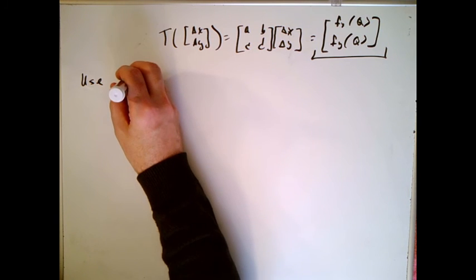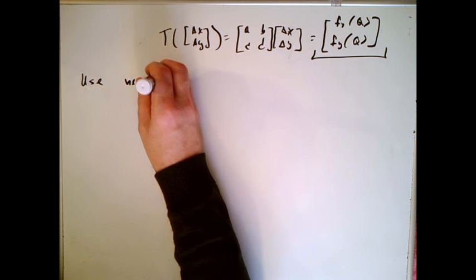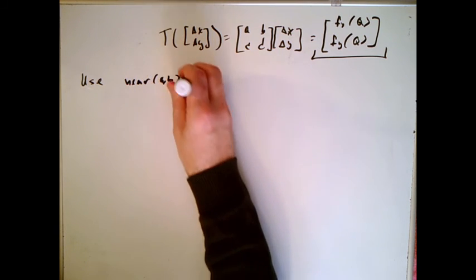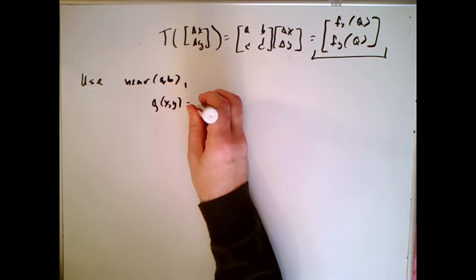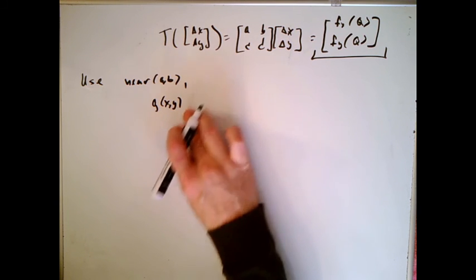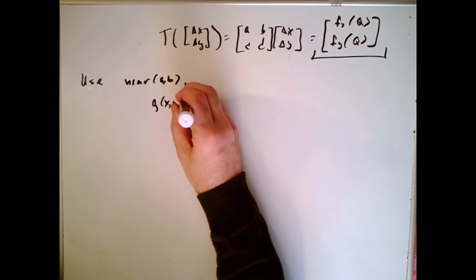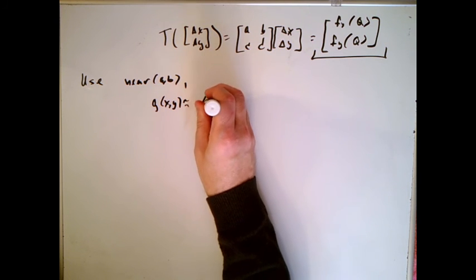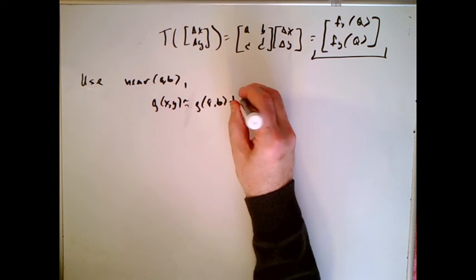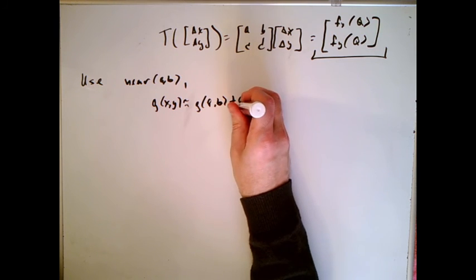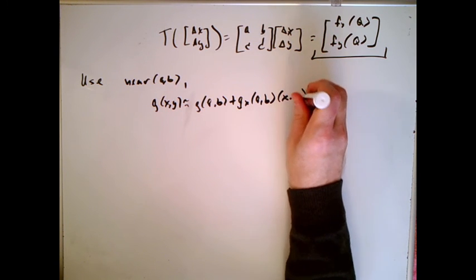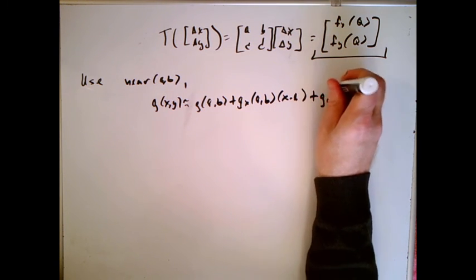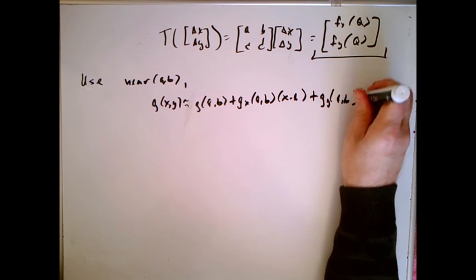We're going to use, for example, the fact that near (a, b), a function, say, let's call it g of x, y, is approximately equal to g of a, b plus g_x at (a, b) times x minus a plus g_y at (a, b) times y minus b.